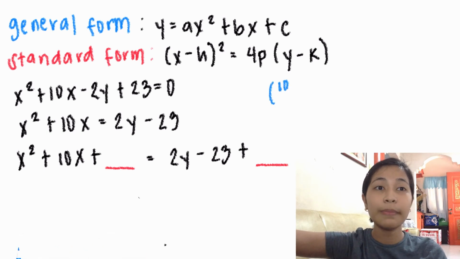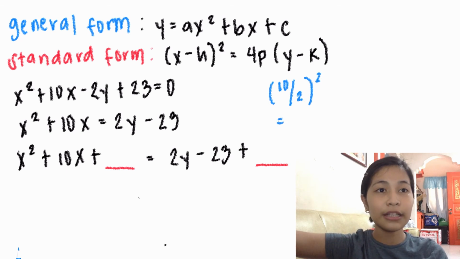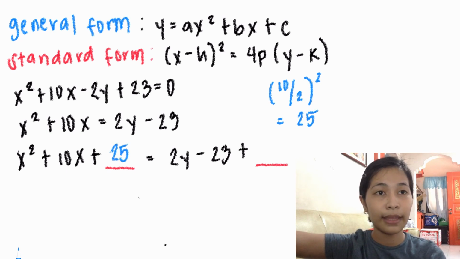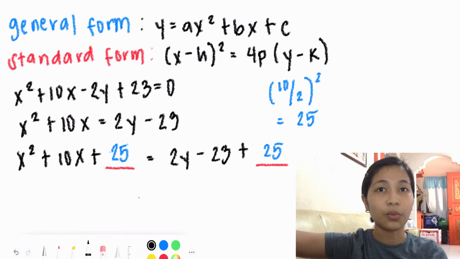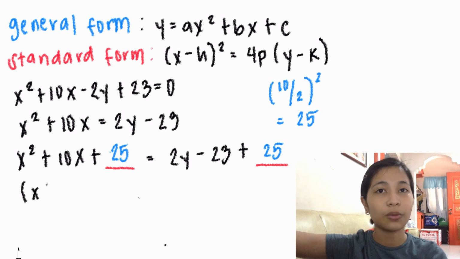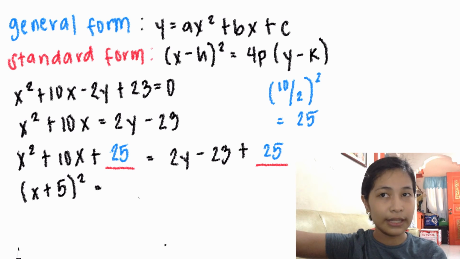So now, what will be the value of the blank? Since the middle term is 10x, we have to divide it by 2. 10 divided by 2 is 5. And then 5 squared is 25. So the value of the blank is 25. Okay, 25, and then a 25 on the other side.